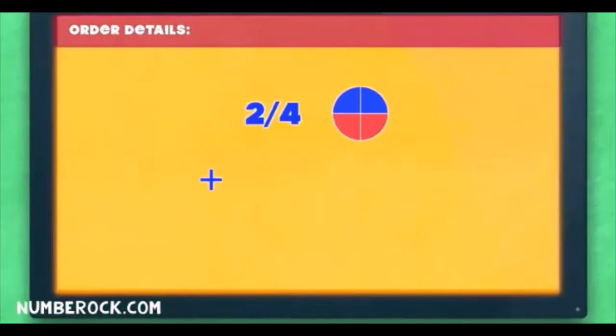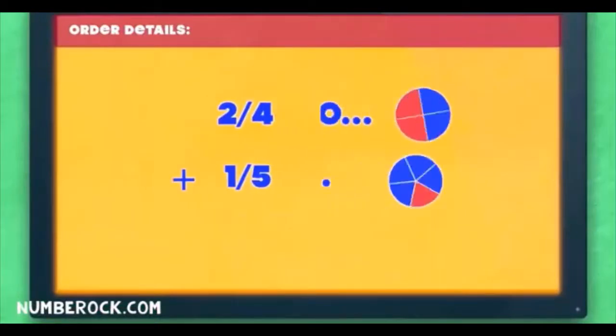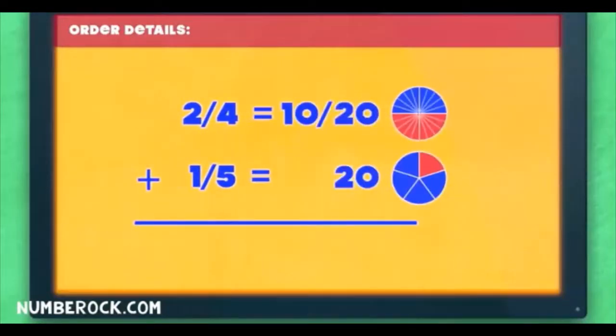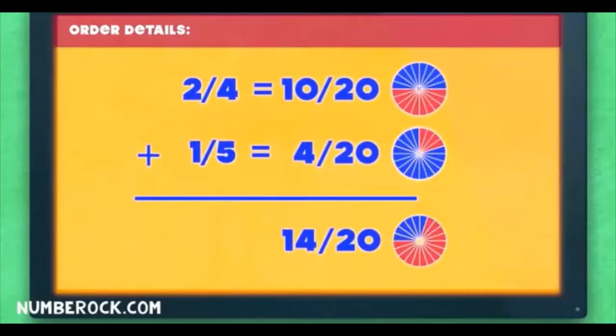2/4 of a pizza plus 1/5. It smells so good, we had to give it a sniff. The LCM was 20, the new denominator. We found equivalents quickly: 10 twentieths plus 4 twentieths. 14 twentieths of a pizza at the pizzeria.